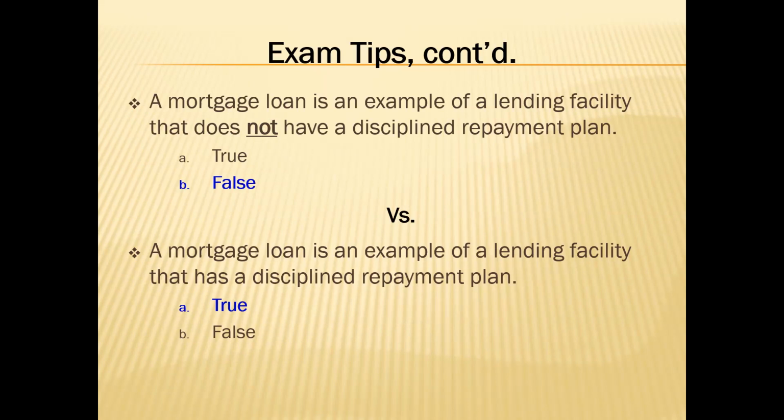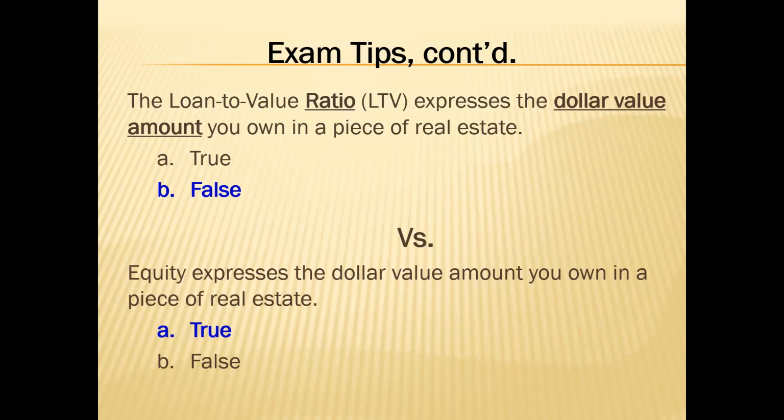Okay, and this is one that I was talking about. The loan to value ratio expresses the dollar value amount that you own in a piece of real estate. That is false. Okay, actually it is equity that expresses the dollar value amount that you own in a piece of real estate. Okay, so again, watch out for the wording. Don't allow your familiarity to cause you to drop your guard.